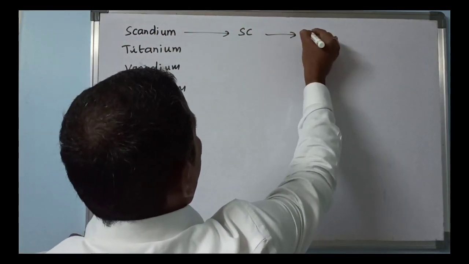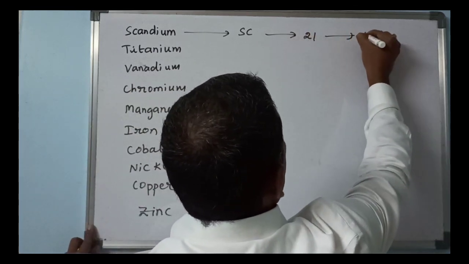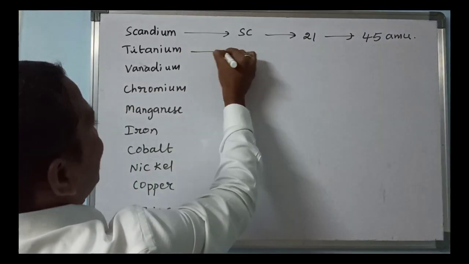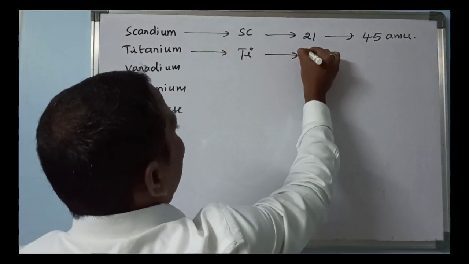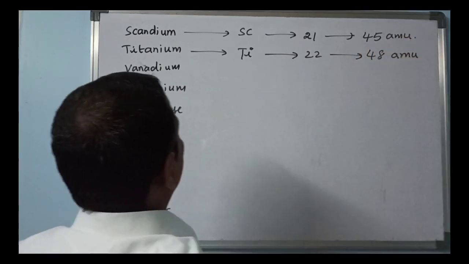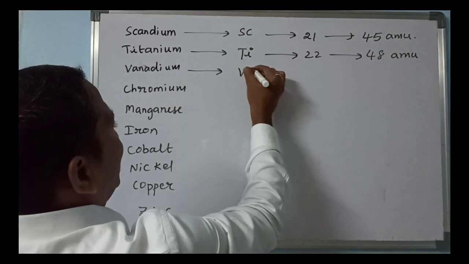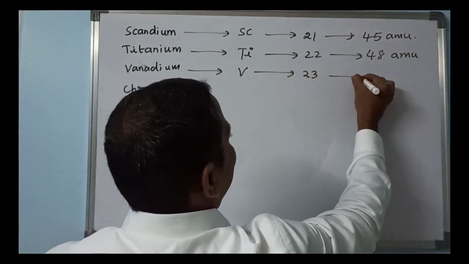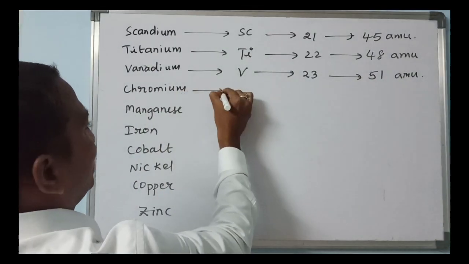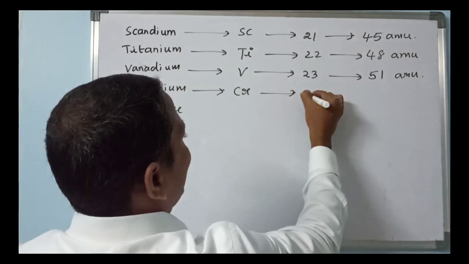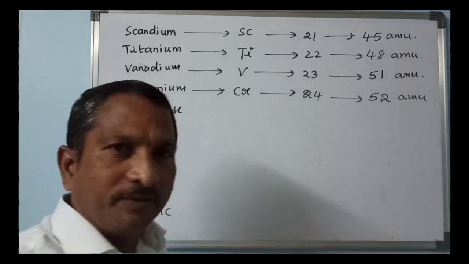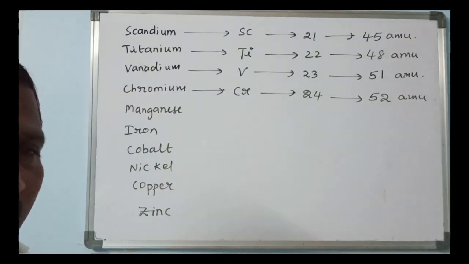Sc. Atomic number 21. Atomic mass 45 AMU. Okay. Titanium. Ti. Atomic number 22. Atomic mass 48 AMU. Approximate value. Vanadium. V. Atomic number 23. Atomic mass 51 AMU. Chromium. Symbol Cr. Atomic number 24. Atomic mass 52 AMU. Clear, all of you? Are you following? Note down.